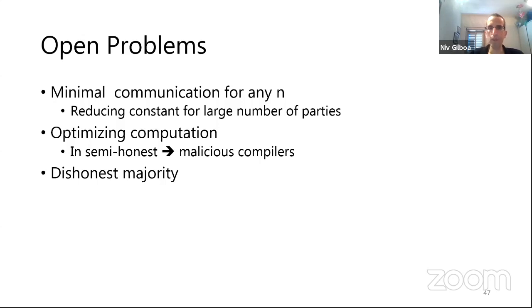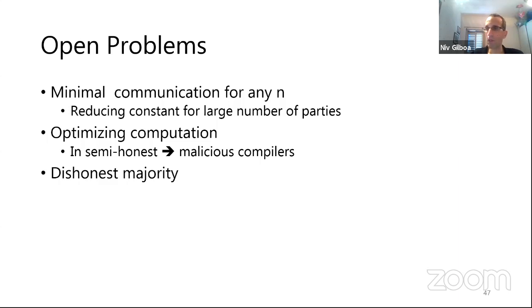What's still open? Well, minimizing communication for any n is still open. There's still a gap between what we can achieve for a constant number of parties and the Goyal, Song, and Zhu paper for any number of parties.